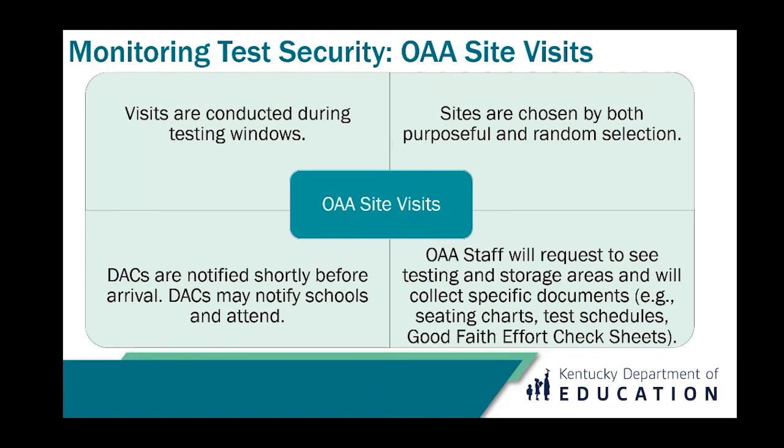Any situation that violates the administration code or inclusion of special populations regulations is reported as an allegation. Allegations are then investigated by KDE staff. They require documentation of the incident to be submitted and can include additional school visits and interviews with those involved.